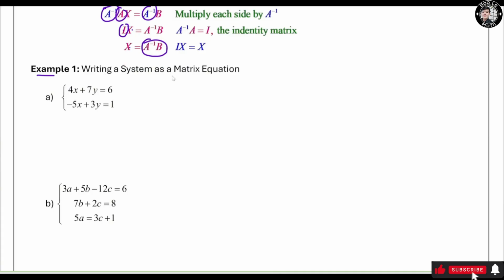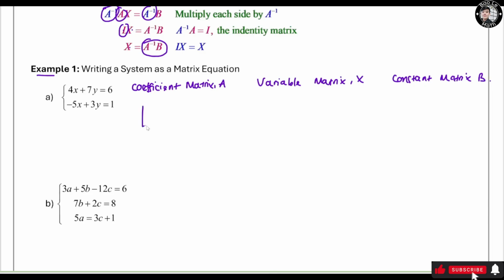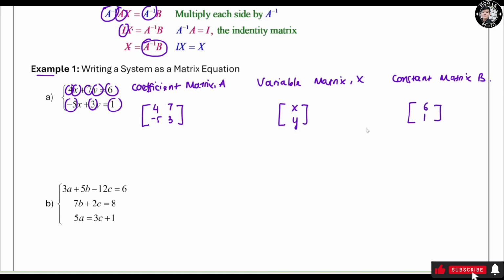We're going to write a system as a matrix equation. In order to write a system as a matrix equation, we need to use a coefficient matrix, variable matrix, and constant matrix. Coefficient matrix A is 4, 7, negative 5, and 3. The variable matrix is x and y right here. And the constant matrix B is going to be the constants on the right-hand side, 6, 1. So we're going to put them together.